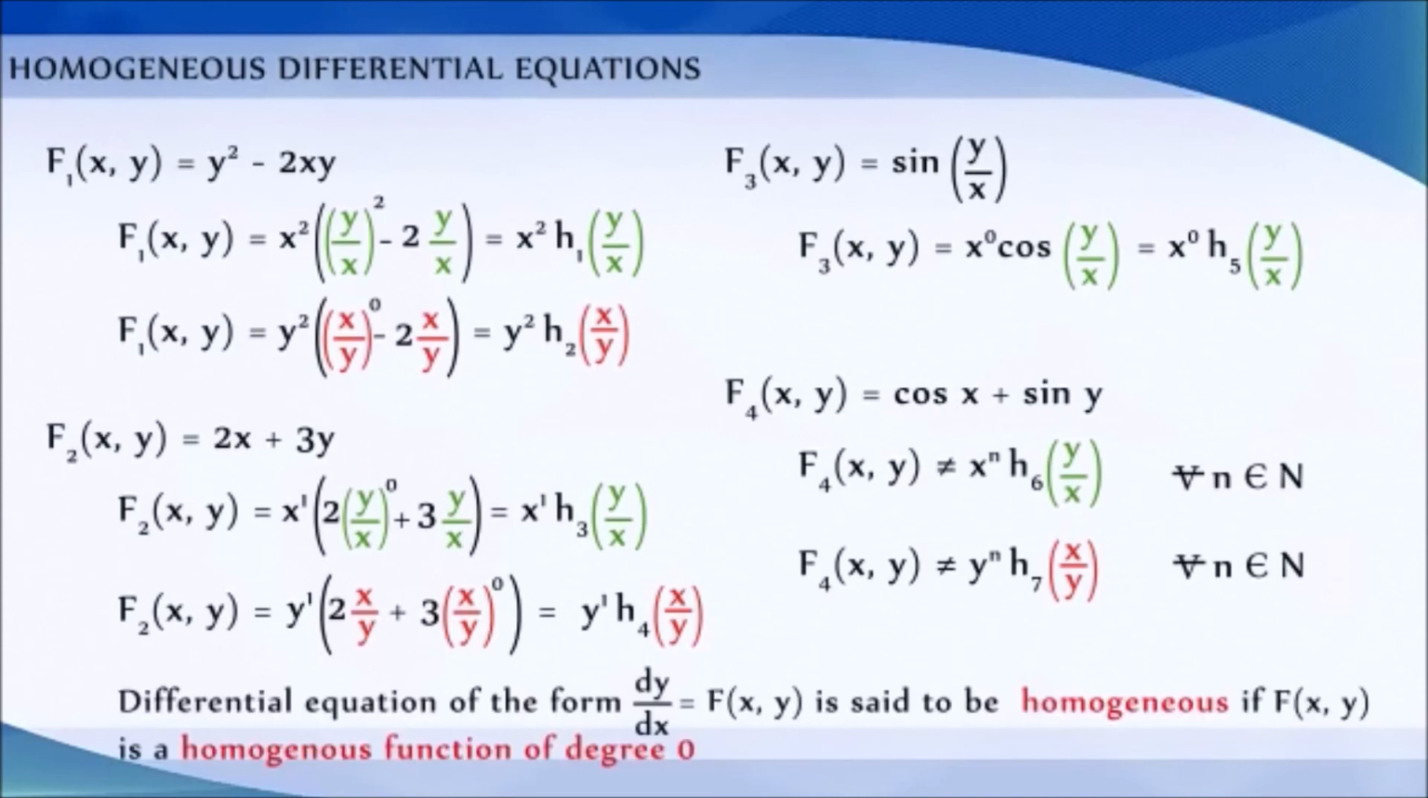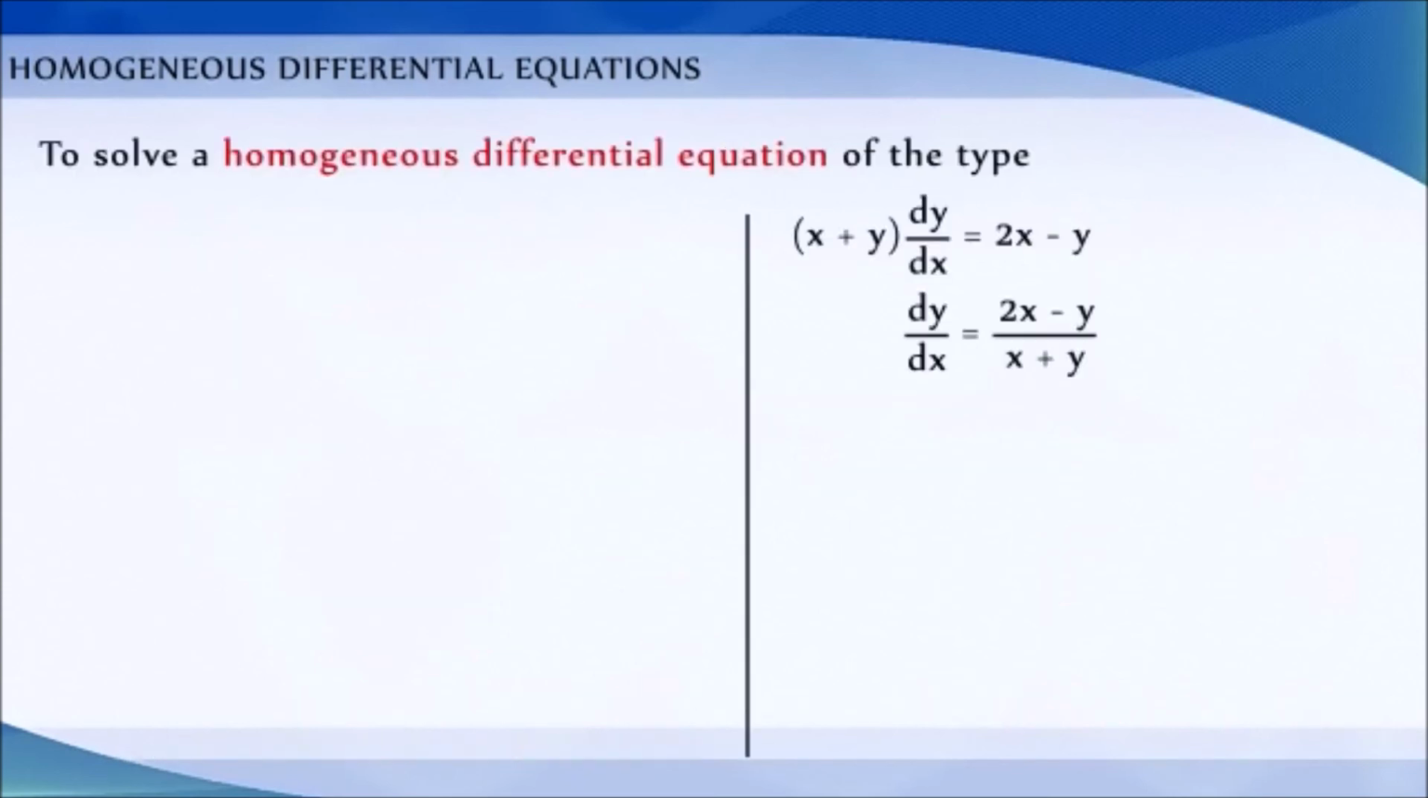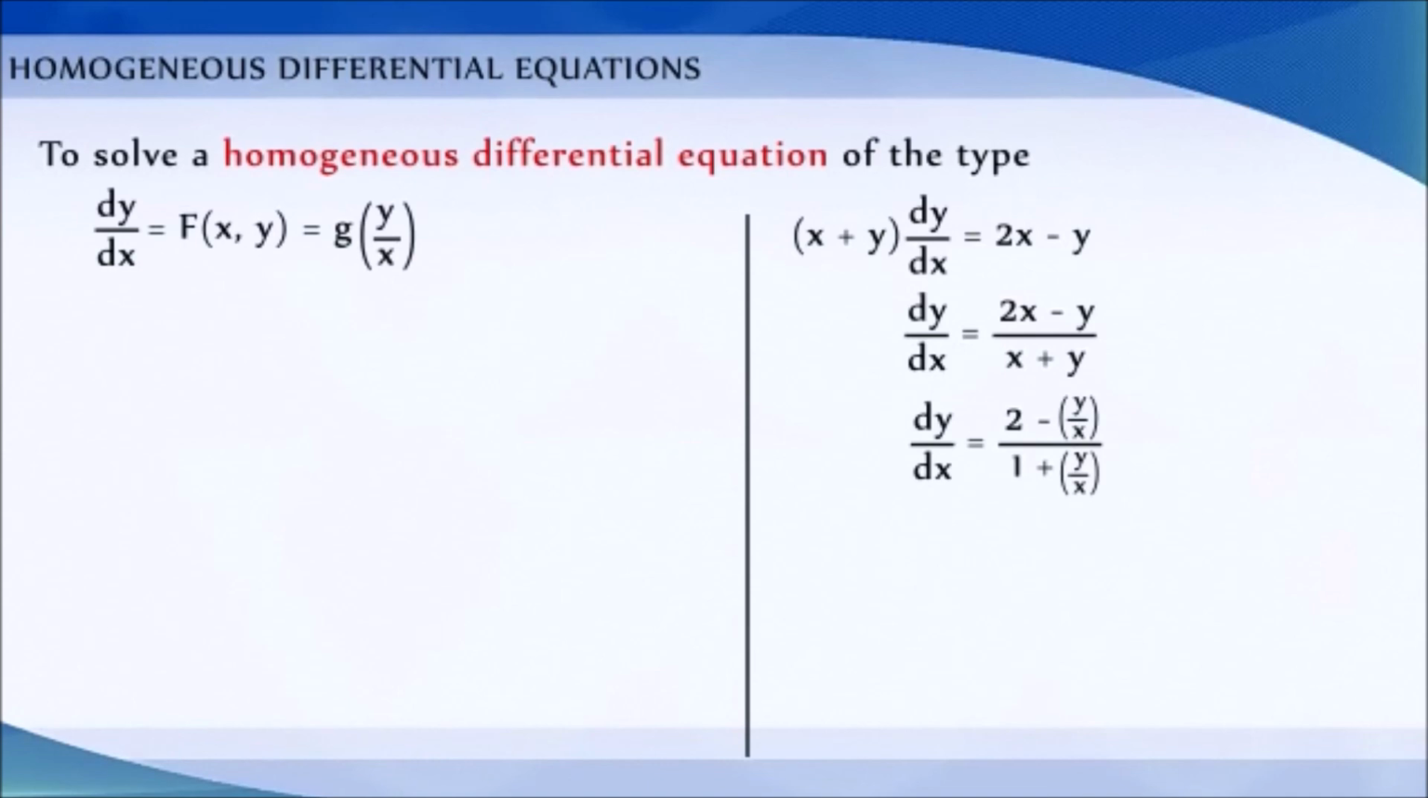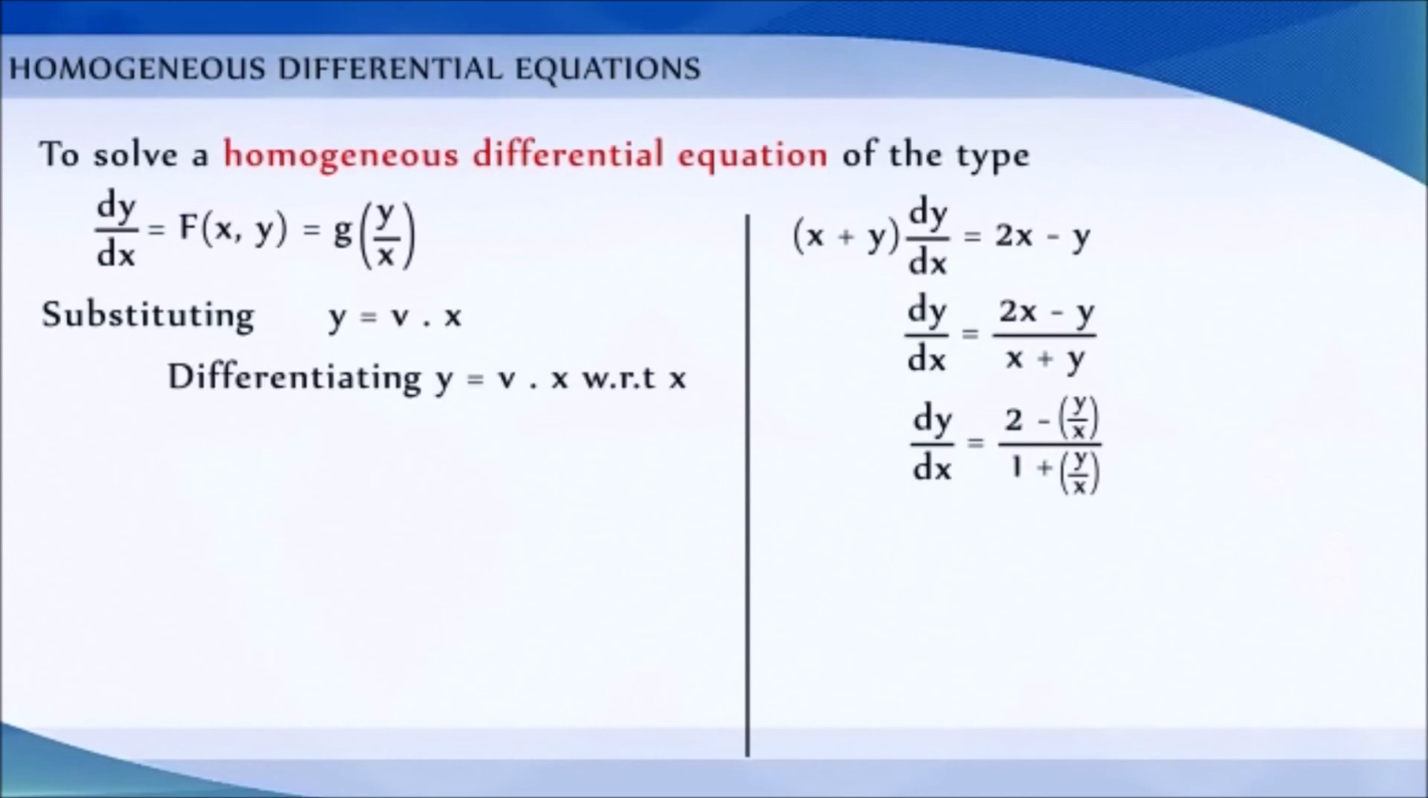A differential equation of the form dy by dx is equal to f of x, y is said to be homogeneous if f of x, y is a homogeneous function of degree 0. To solve a homogeneous differential equation of the type dy by dx is equal to f of x, y, which is equal to g of y by x, we make the substitution y is equal to vx. Now differentiating y is equal to vx with respect to x, we get dy by dx is equal to v plus x into dv by dx.